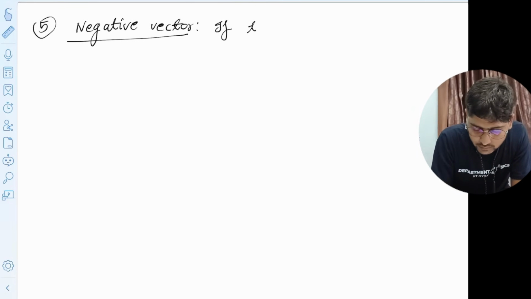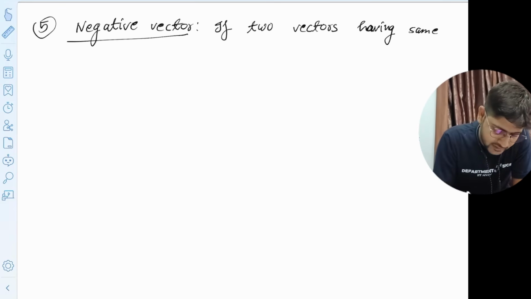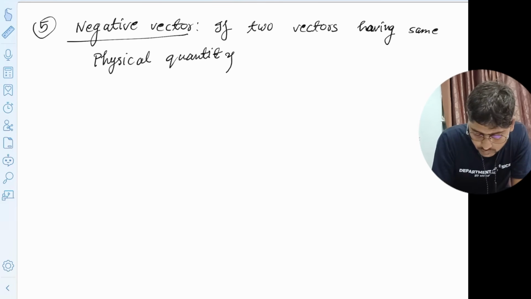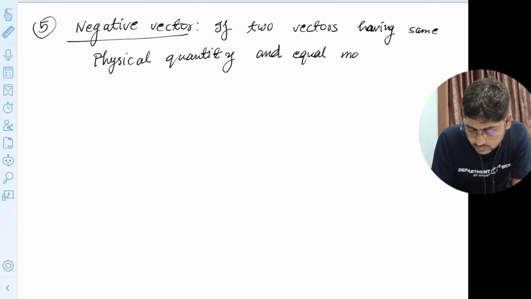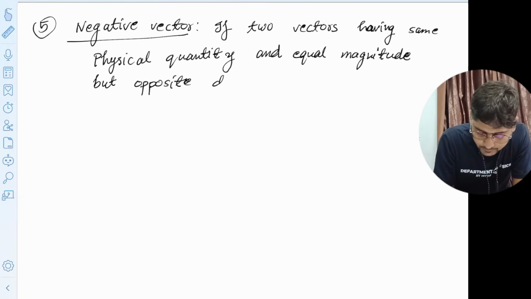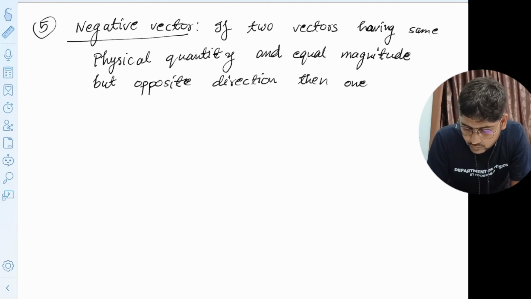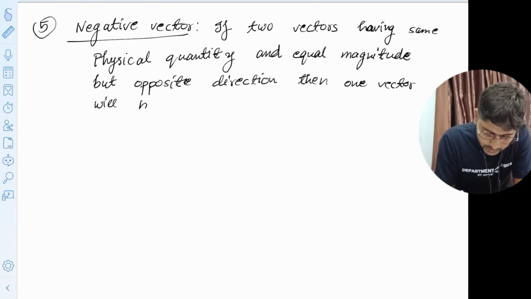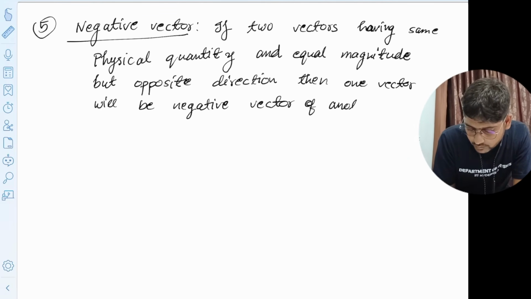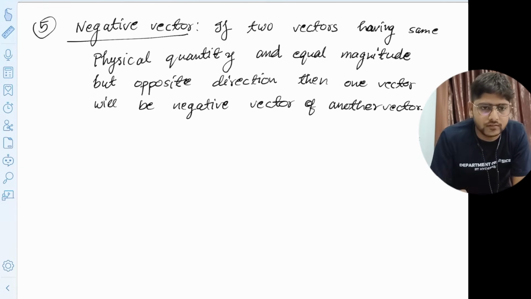Negative vector. If two vectors have the same physical quantity and equal magnitude but opposite direction, then one vector will be called the negative vector of the other vector.